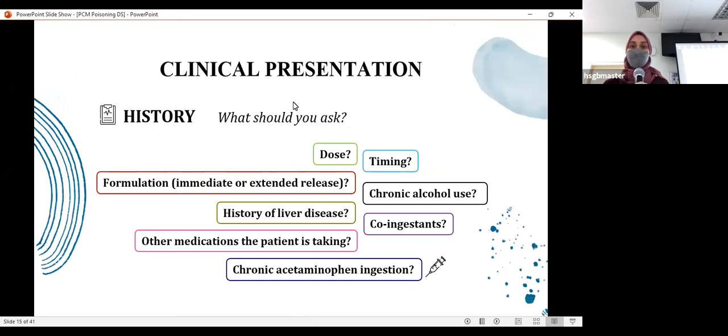All right, so when they come to you, what should you ask the patient? You should ask the patient the dose of the PCM that they ingested, the timing of ingestion, the formulation, whether it's immediate release or extended release, any history of liver disease, any other medications that the patient is taking, chronic acetaminophen ingestion, chronic alcohol use, or any co-ingestions with other medications.